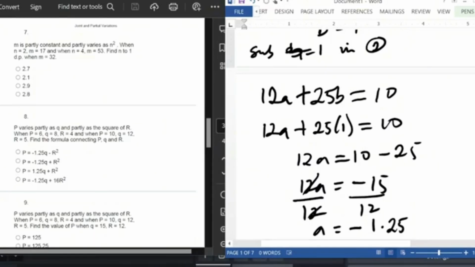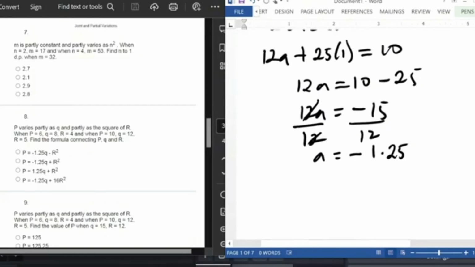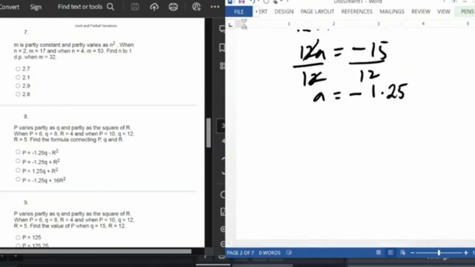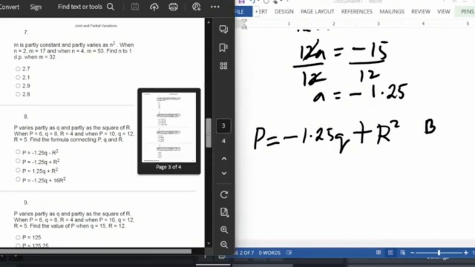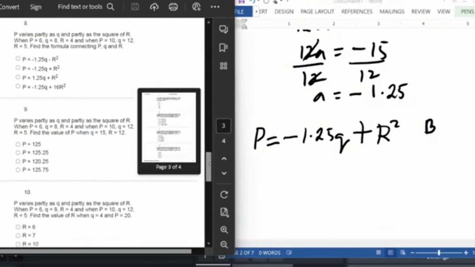Don't forget, what we are asked to find here is the relationship. So we'll now go to the question again. P equals aQ plus bR squared, which is minus 1.25Q plus 1, R squared. So this is going to be our answer, and that is option B. This will then be used to solve question 9 and question 10.